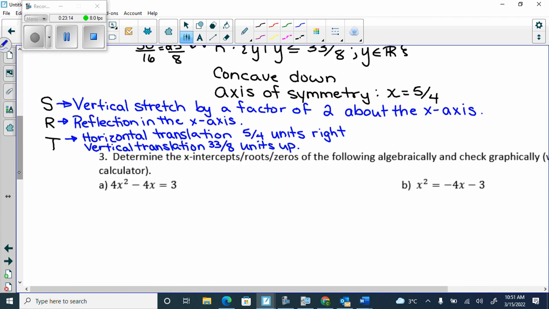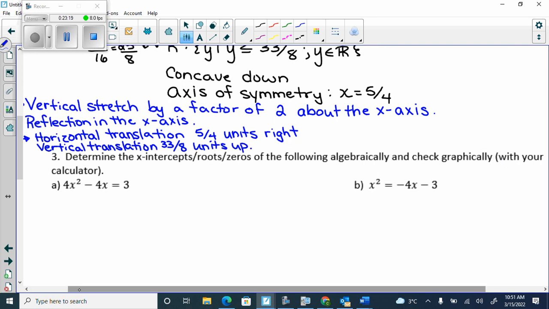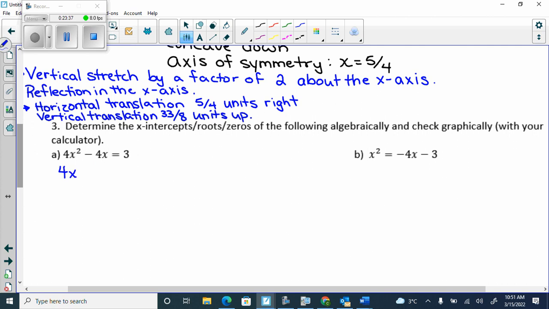Then these ones, I wanted you to determine the x-intercepts, roots, zeros of the following algebraically and check graphically. What's the first thing we have to do in order to be able to solve these? Set them equal to 0, and then try factoring, right? These ones you could factor because I only taught quadratic formula, and that was after this quiz, so these both have to be factorable. So we're going to have 4x squared minus 4x minus 3 equals 0. And then I say what times what equals -12. What plus what equals -4. What's it going to be?